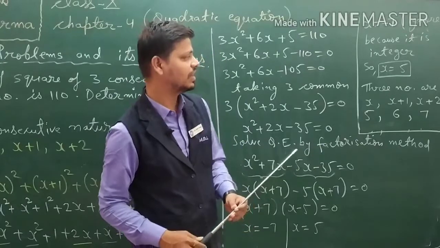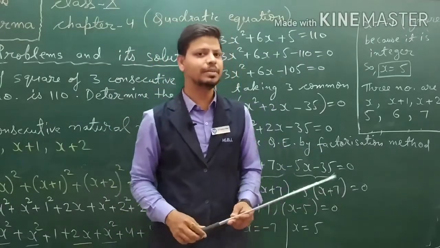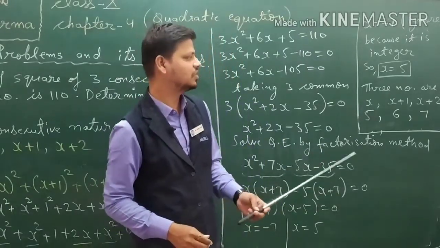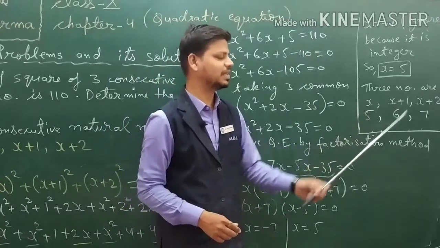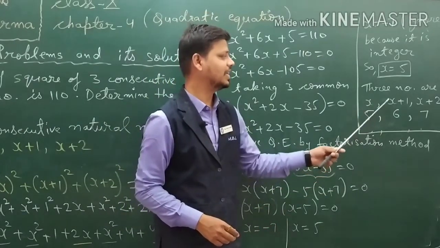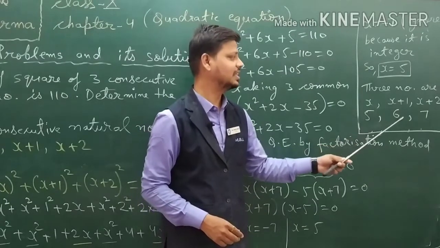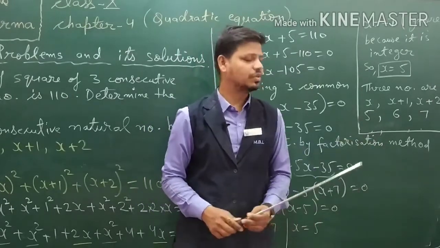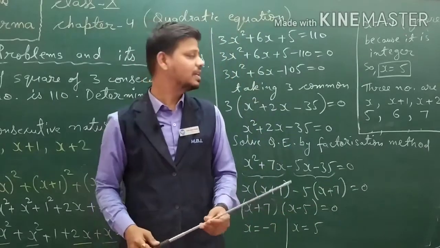Now according to the question we have to find the 3 consecutive numbers, and they are x, x plus 1 and x plus 2. So you put the value of x here; the value of x is 5, 5 plus 1 is 6 and 5 plus 2 is 7. So your 3 consecutive numbers are 5, 6 and 7.